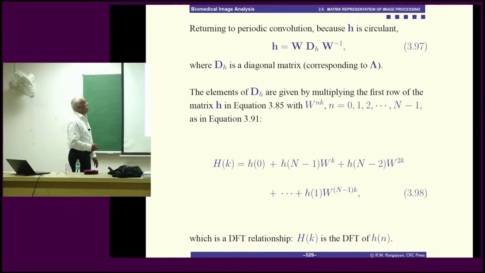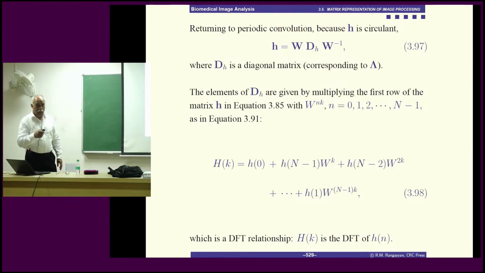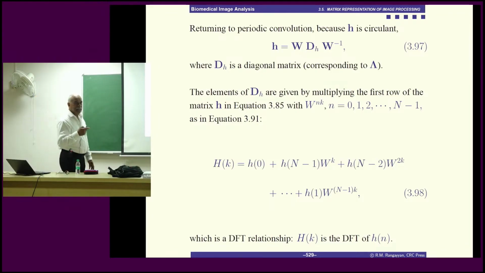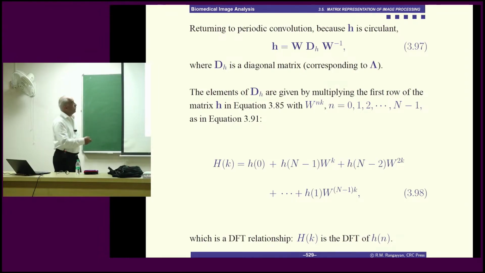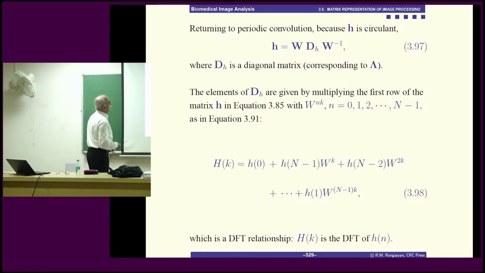So going back to the convolution representation, we had H, the matrix that was formed using the impulse response, and we saw that it is circulant for periodic convolution. So DFT gives you periodic convolution, so we will keep it as periodic. And because it is circulant, H can be written as W DH W inverse. DH is a diagonal matrix corresponding to the lambda values of H, the impulse response. So the elements of DH are given by multiplying the first row of matrix H with W and K, which is the DFT.